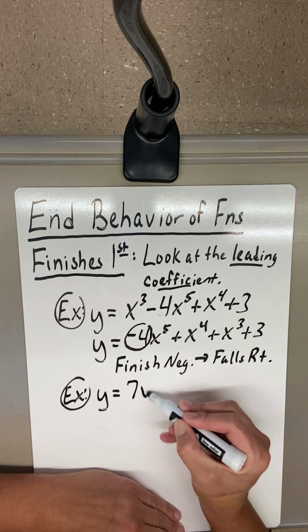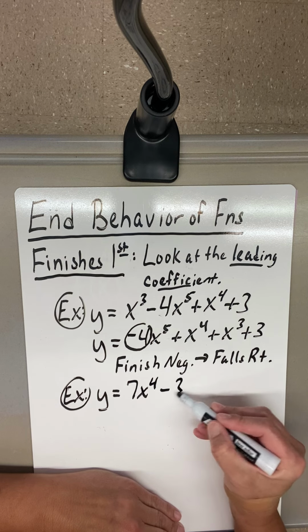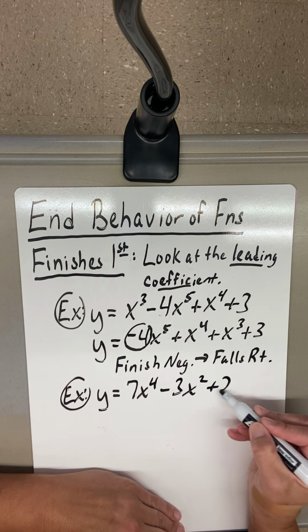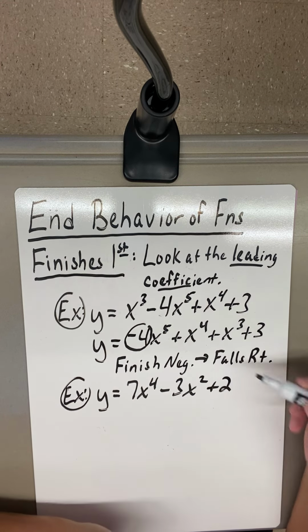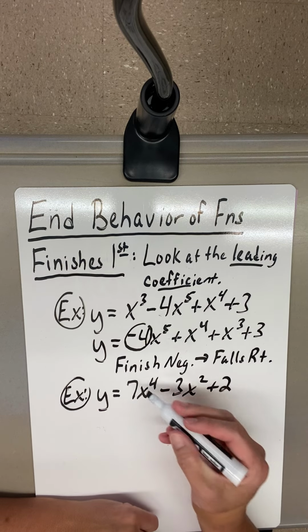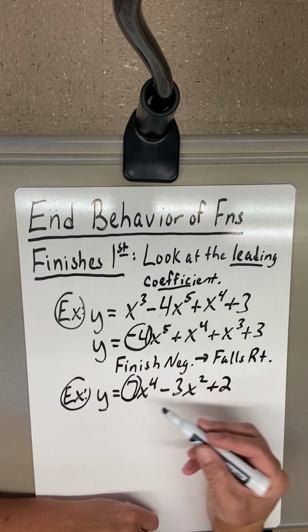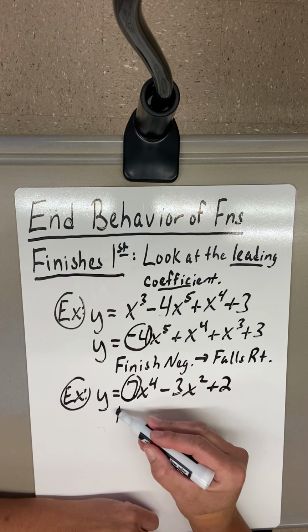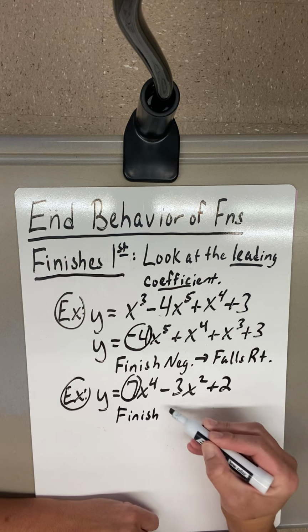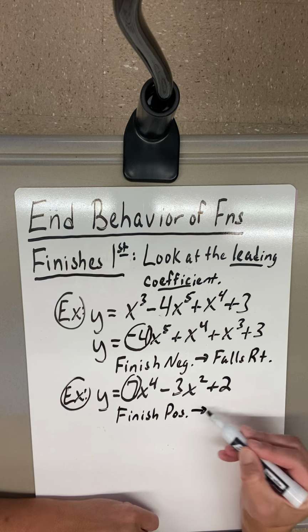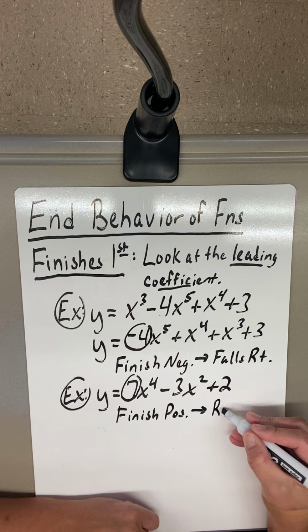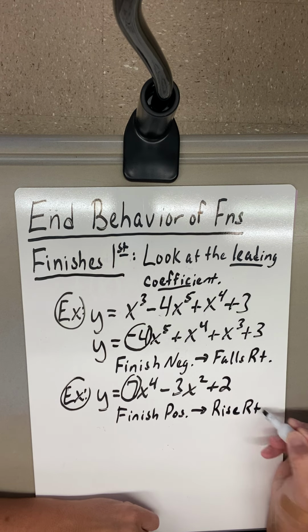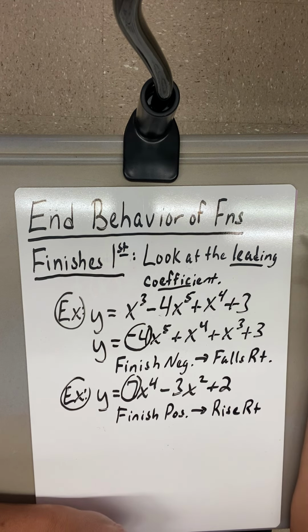Well, let's say we have the equation y equals 7x to the 4th minus 3x squared plus 2. It's already in standard form with the highest exponent of 4. We're going to look at our leader, 7. 7's positive. We're going to follow our leader, so we're going to finish positive. And if we're finishing positive, the graph is going to rise to the right. And that's how you tell how a graph finishes.